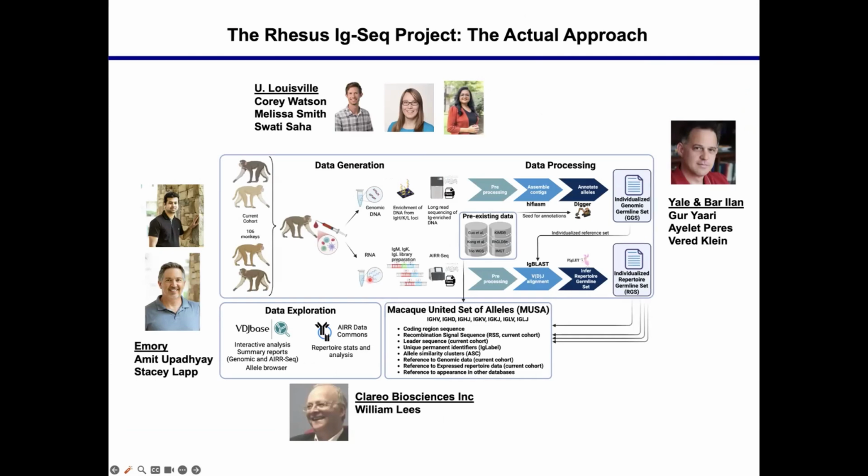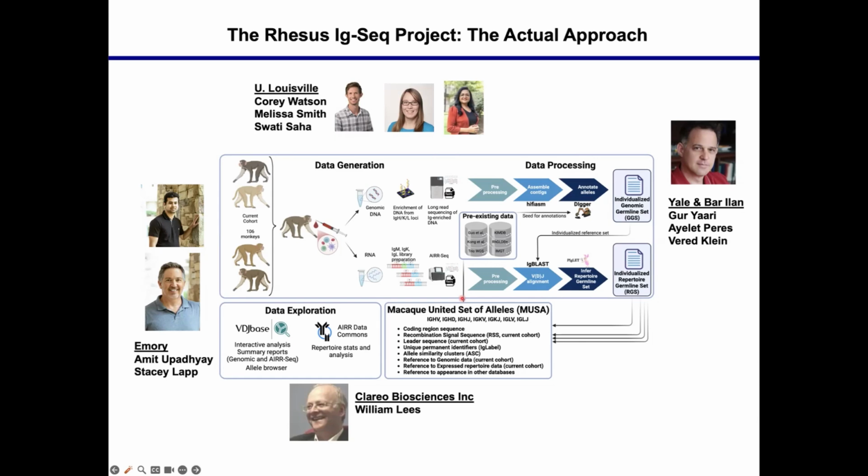We had a large number of collaborators that I want to point out as I get into this. First, my collaborators Corey Watson, Melissa Smith, and Swati Saha have done the PacBio side of the DNA sequencing, including designing the oligo substrates, doing PacBio sequencing, doing assemblies, and also using a separate set of whole genome sequencing to try and build a set of references as our starting data point. My lab, with Stacy Lapp and Amit Upajay, who's a bioinformatician, have been handling the RNA sequencing side of things. And so we've been doing AIRR-C and recruiting a lot of the monkeys from the centers around the United States.